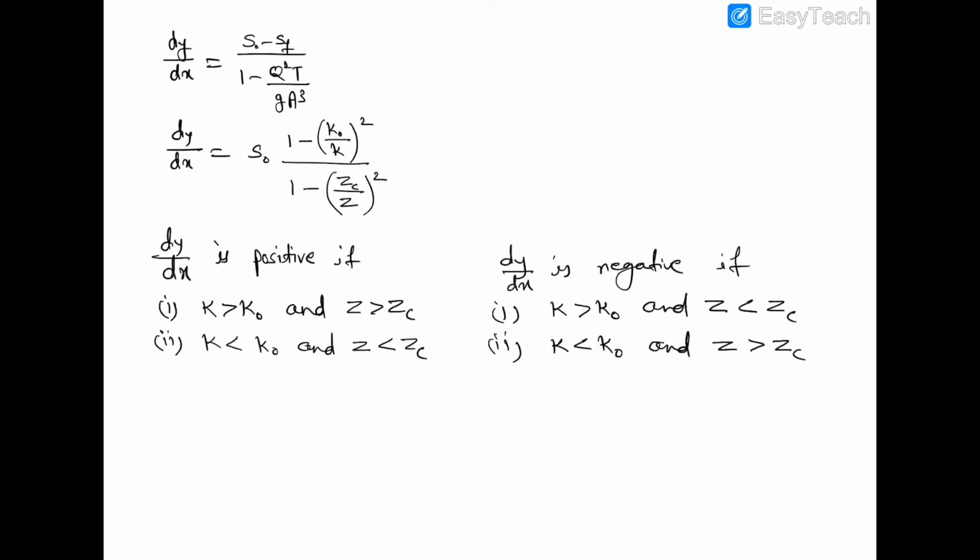Now what is conveyance and what is section factor? This k naught is the conveyance for normal depth y naught, and k is the conveyance for any given value of depth y. In similar way, zc is the section factor for the critical depth and z is the section factor for any given depth y.